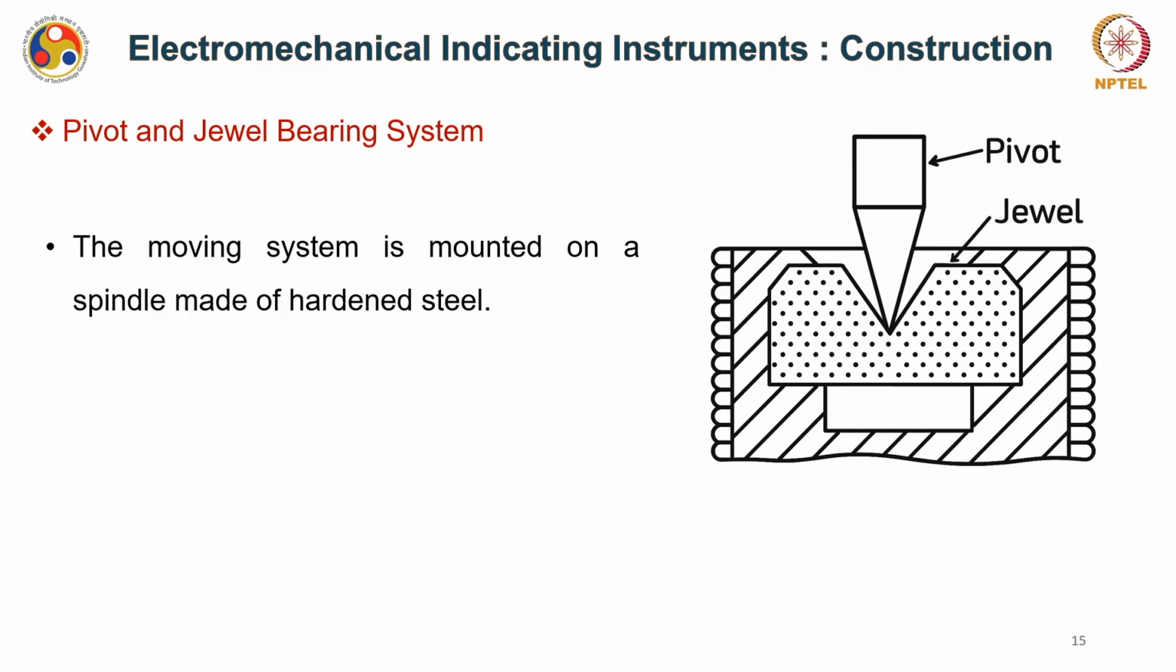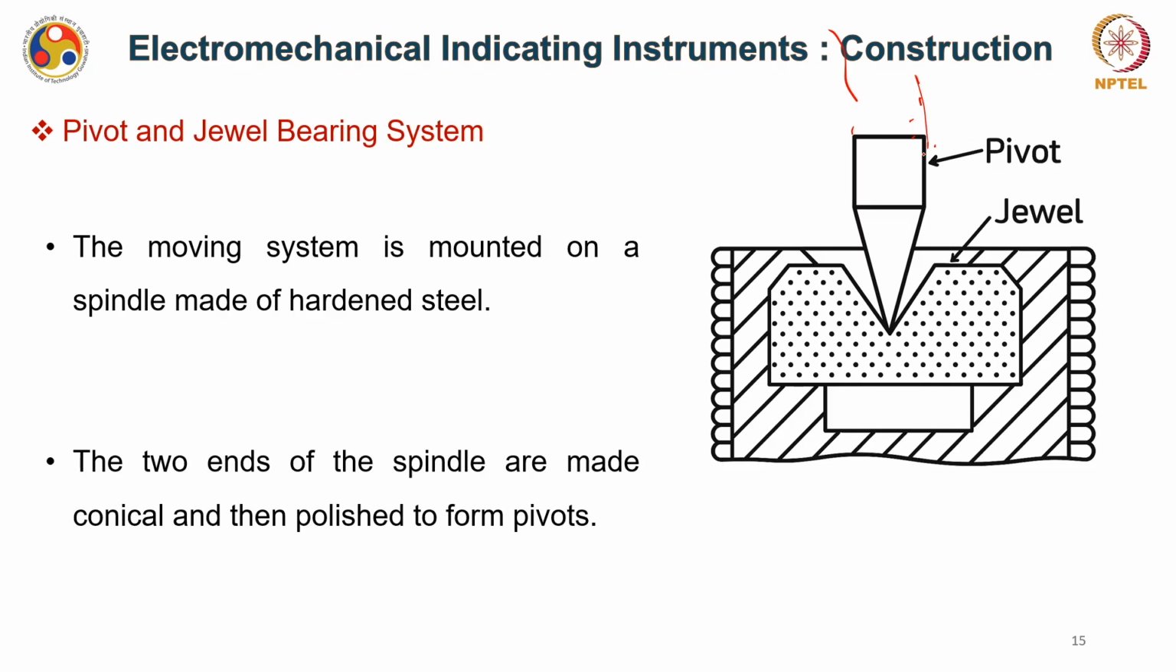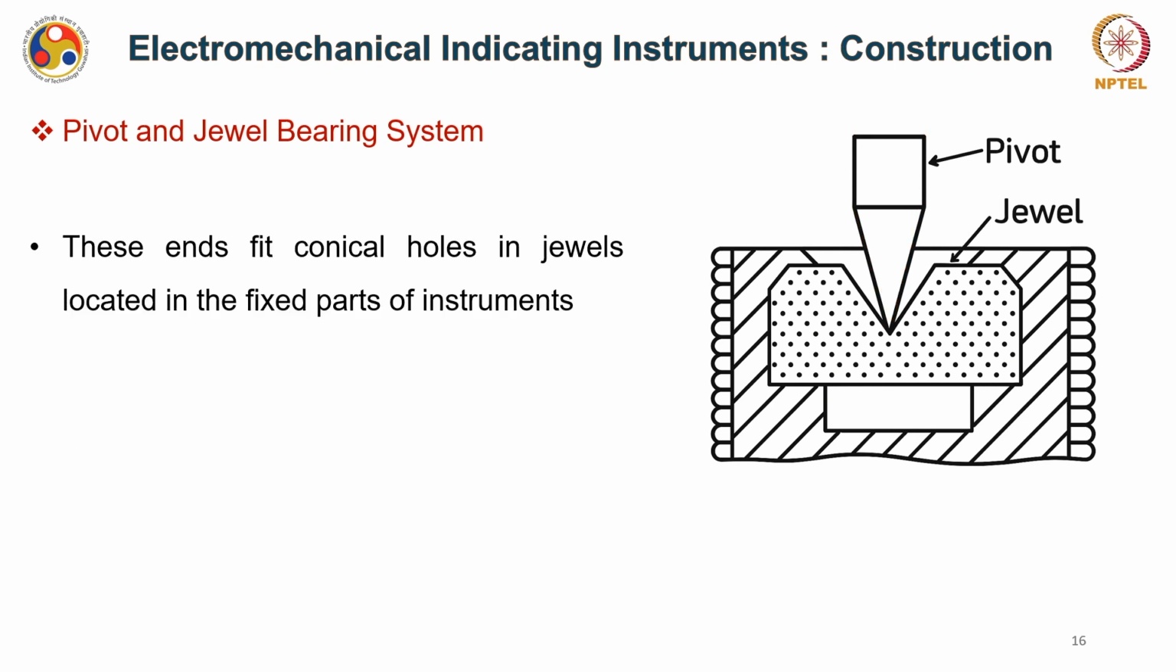Okay. The moving system is mounted on a spindle, which you can see here. This spindle is made of hardened steel, and the two ends of the spindle are made conical and polished, like you can see, to form a kind of pivot. Okay. This pivot is very important for the movement of the system, and it can move in the jewel groove. Okay. So these ends fit conical holes in the jewel.